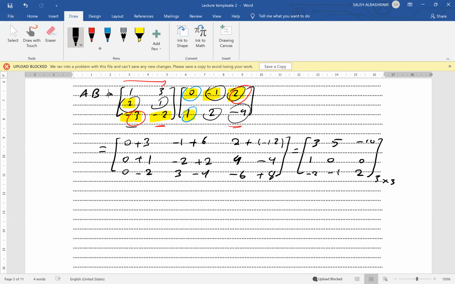Now let's find B times A. Let's reverse the order. B first, which is 0, 1, minus 1, 2, 2, minus 4, multiplied by the matrix A, which is 1, 2, minus 3.